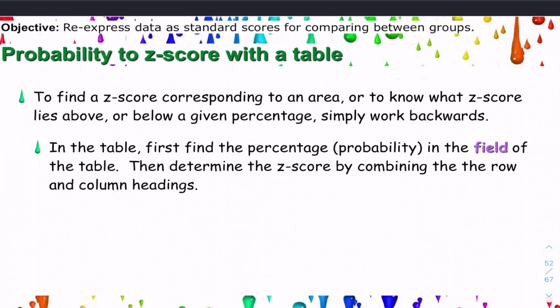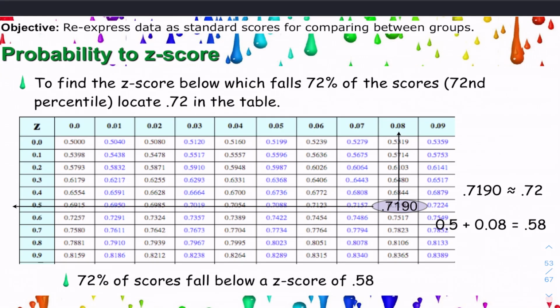Well, how can we do that using our calculator? Well, to find a z-score corresponding to area, or to know what z-score lies above or below a given percentage, the idea is to simply work backwards. In the table, you first find the percentage in the field of the table, then determine the score by combining the row and column headings. Well, that makes sense. So to find a z-score below which falls 72% of the scores, or the 72nd percentile, we would need to locate this 0.72, and then we see that it was 0.5 and then 0.08. So if we put those two together, we get 0.58.